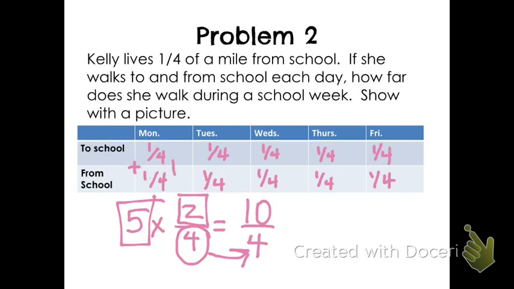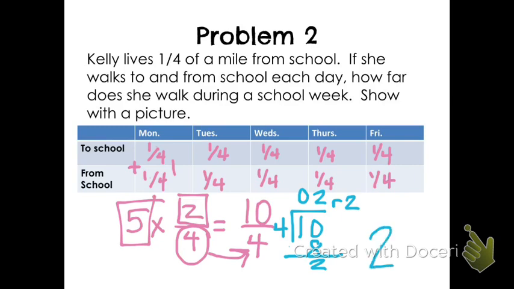So then, what I would need to do is figure out, well, what do I have here? 10/4. I can write that as a mixed number. So I would do 10 divided by 4. It goes in 2 times, and I'd subtract out and have 2 left over. So when I write that as a fraction, each week she is walking 2 2/4 miles.